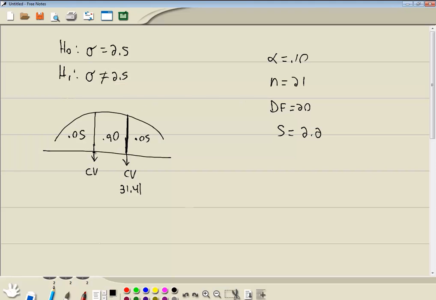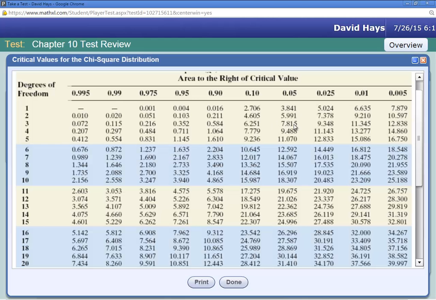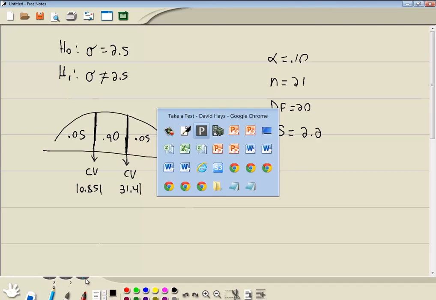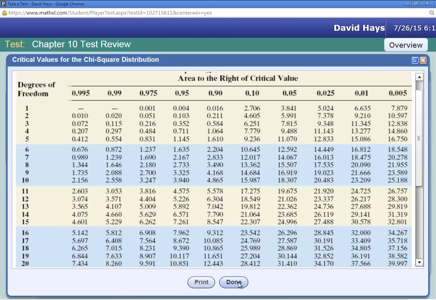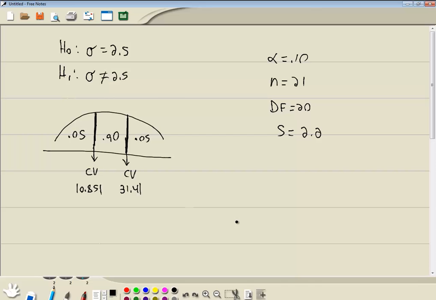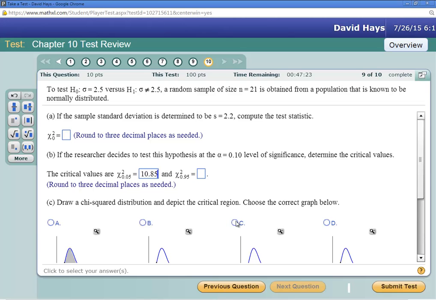Okay, now I'm going to look up this second critical value, this one right here. The area to the right is 0.90 plus 0.05, which is 0.95 in degree of freedom of 20. So 0.95, degree of freedom of 20, I get 10.851. So 10.851 and 31.41.